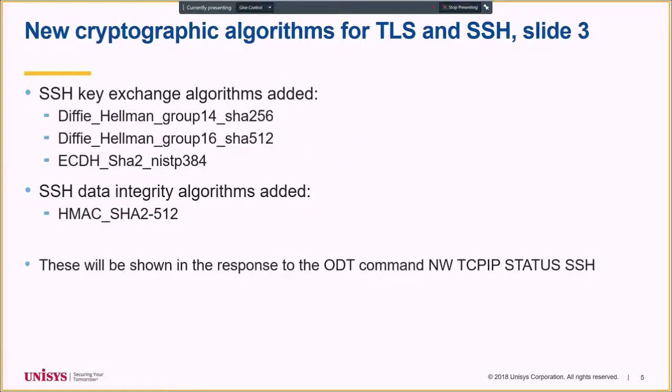If you're running SSH, we've added some new key exchange algorithms, which are a little better. So, for example, the group 14 SHA-256 Diffie-Hellman method, the group 16 SHA-512 Diffie-Hellman method, and ECDH SHA-2 NIST P384. These are all there if you're running Windows Server 2016 on software series 2.1 or higher, or on the Libre 8500. In addition to this, we have a new data integrity algorithm there as well. These will be shown in the ODT, NW, TCP/IP status SSH if they're available for use in your environment.